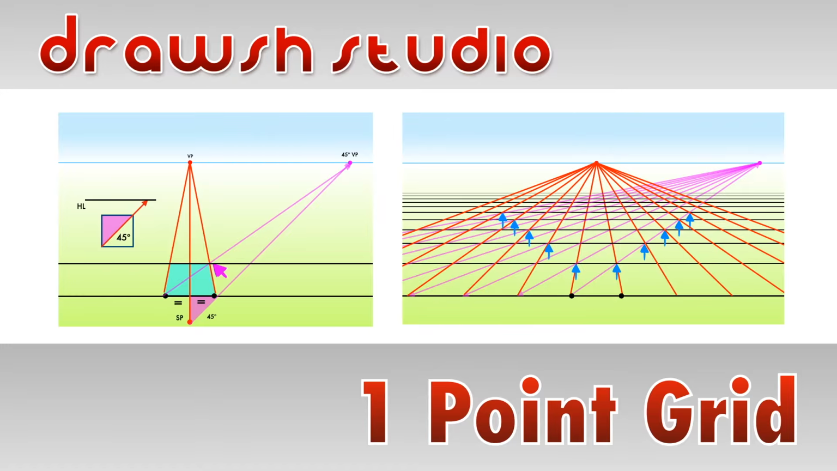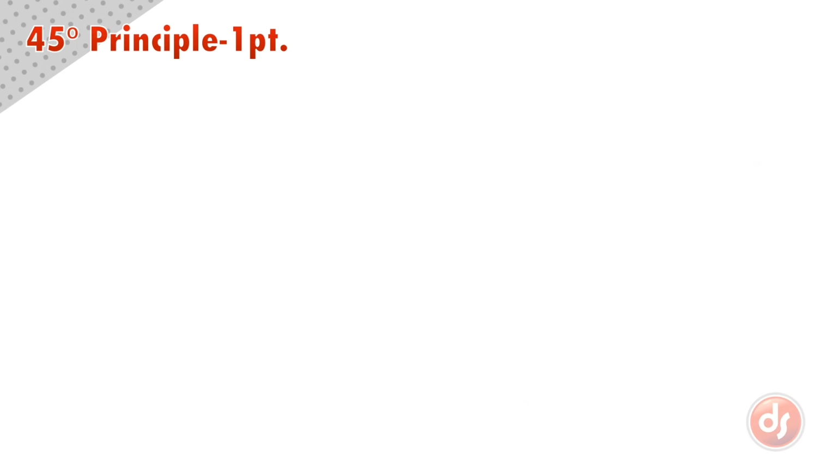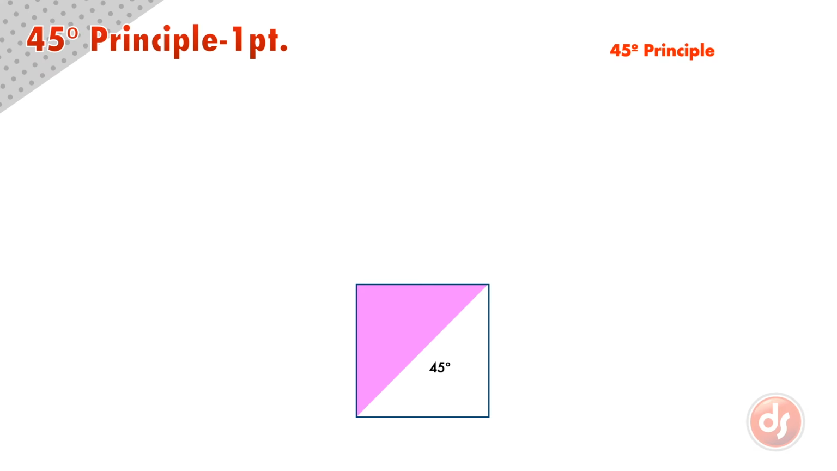Welcome to Drawsh Studio. Today we're going to learn how to draw a one-point perspective grid. Let's get started. Grids in perspective work off of the 45-degree principle. Because a box is made of 90-degree right angles, a line going from corner to corner would cut through at a 45-degree angle. Now let's imagine this square is on the ground and we are looking straight down on it.